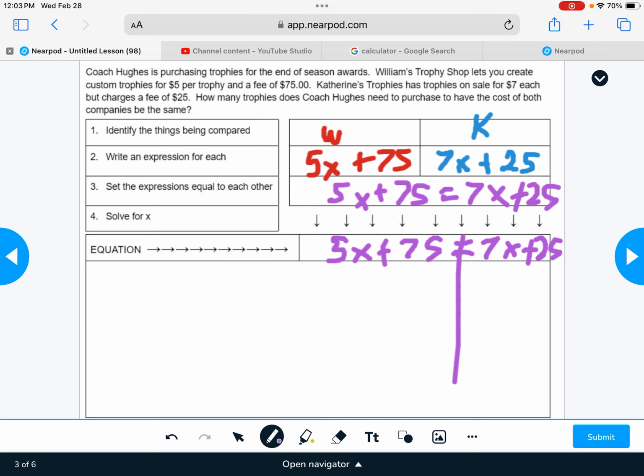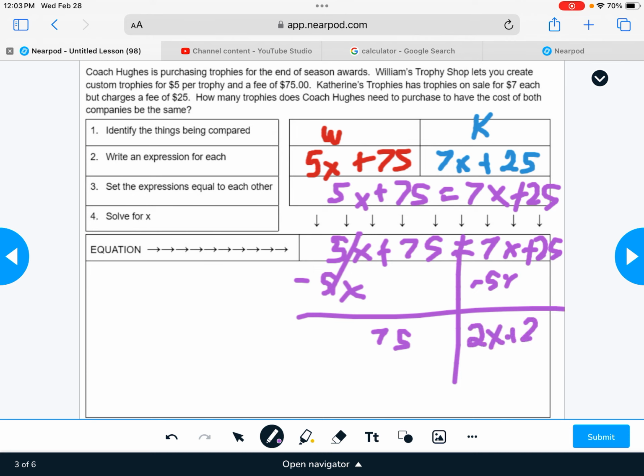All right. Welcome back. So I'm going to go ahead and solve this for you so you can see if you've gotten it right. Minus 5x on both sides because that is the smaller x. That leaves me with no x's over here with a 75. 7 minus 5 leaves me 2x plus 25.